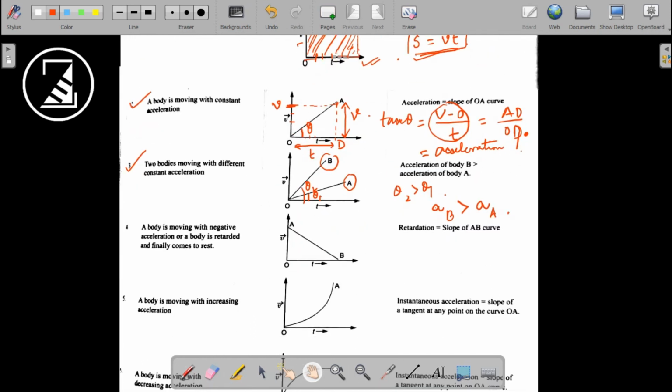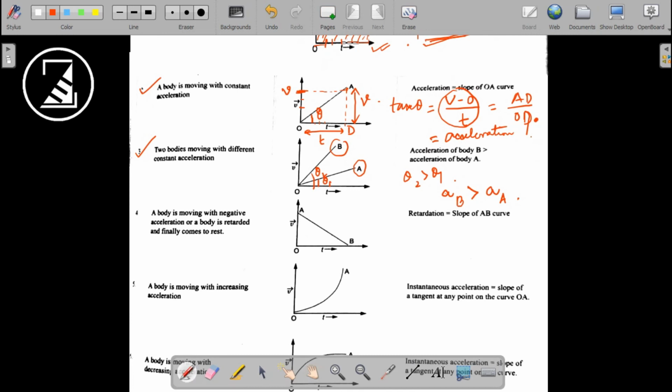Okay. Now a body is moving with negative acceleration, or a body is retarded and finally comes to rest. The body is moving with a negative acceleration. So here the curve will be like this. See, as time increases, velocity decreases gradually and finally it comes to 0. Okay. So this is the nature of the curve. Therefore, retardation is equal to slope of curve AB.